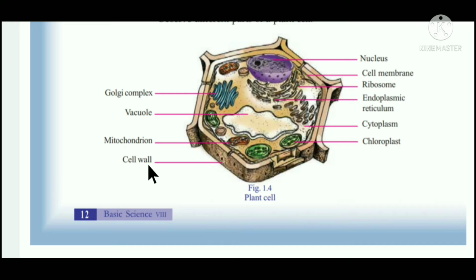If we leave those out, which parts remain? Ribosome, endoplasmic reticulum, chloroplast, then vacuole, Golgi complex, mitochondrion. These 6 are the parts now. Clear? So these 6 are the parts of a plant cell.